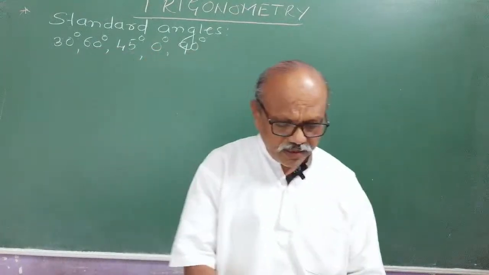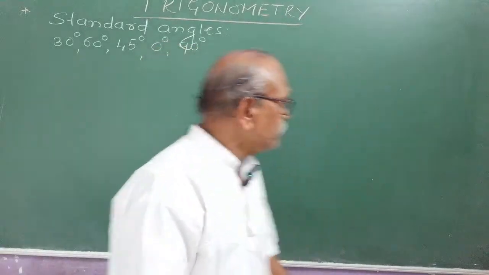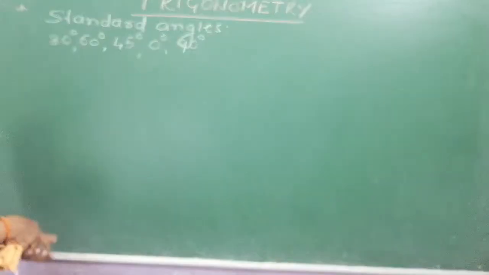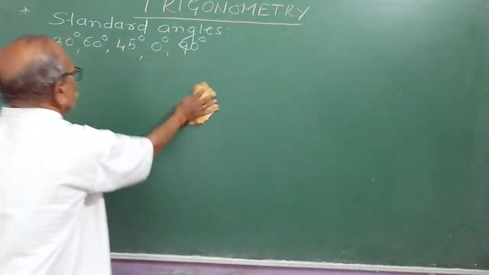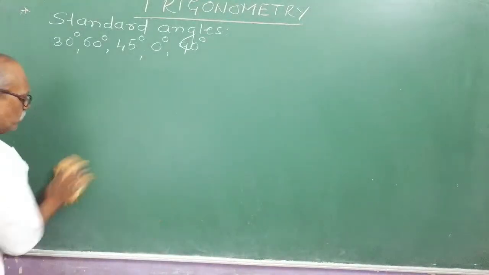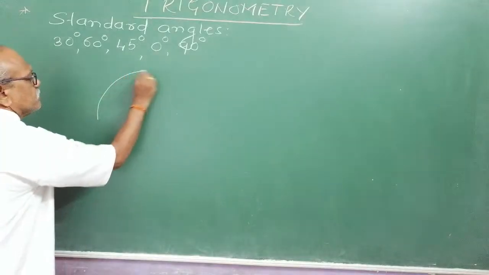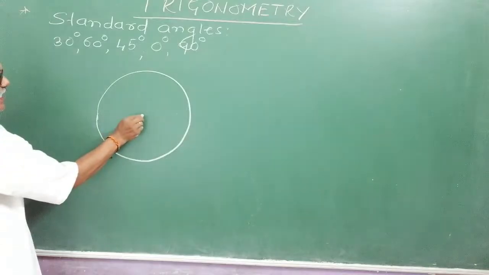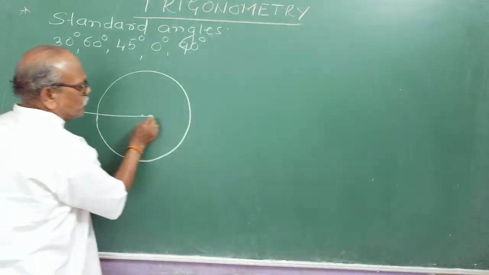Okay, open your pen and notebook. I'll be proving 0 degree and 90 degree. To understand 0 degree and 90 degree, I am taking help of the coordinate geometry. See, we'll draw a circle of radius r with center as origin. To find the trigonometric ratios of 0 degree and 90 degree, we'll draw a circle with the center as origin.